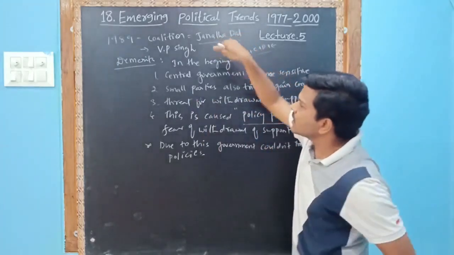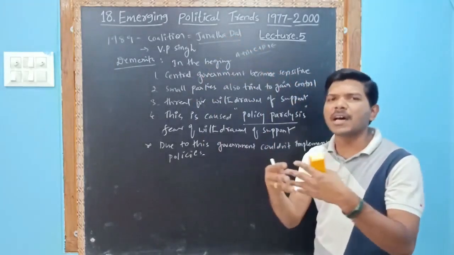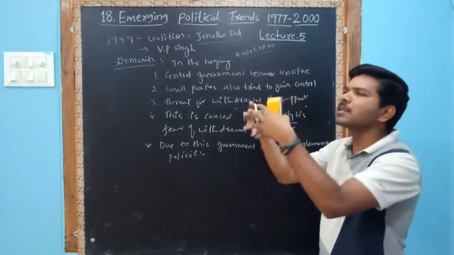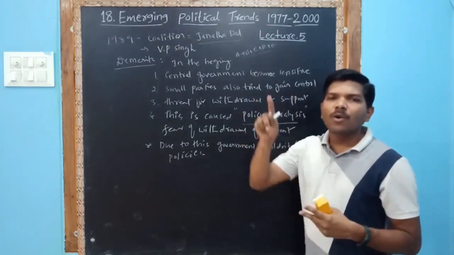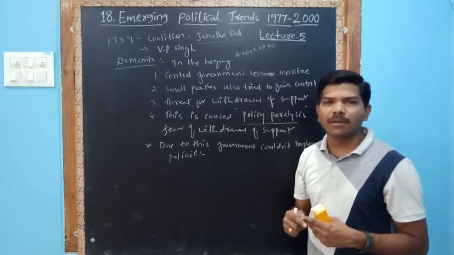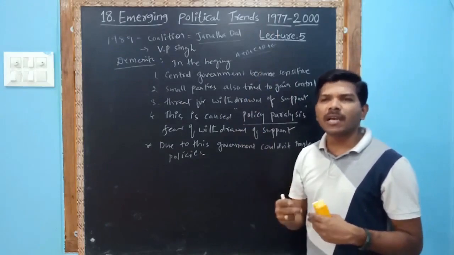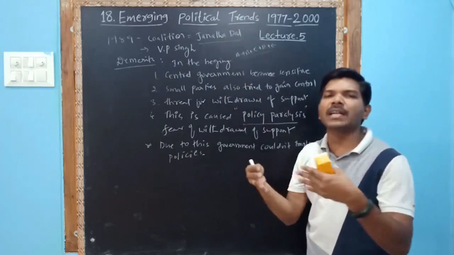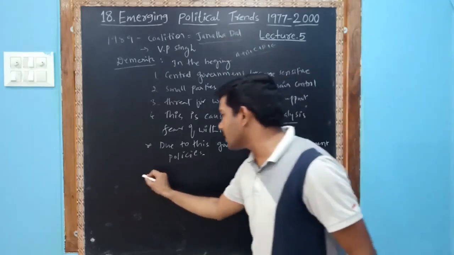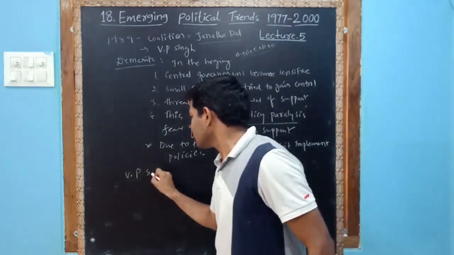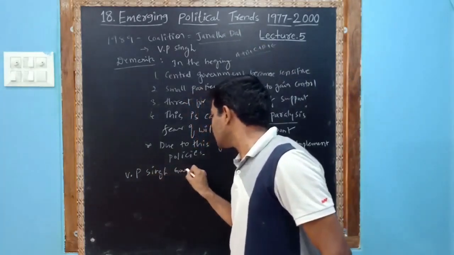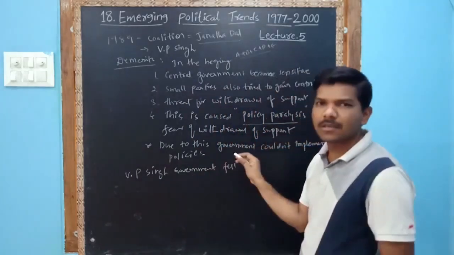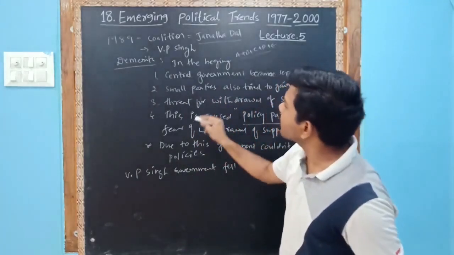In the early days, after the formation of the government, these members were fighting with each other. What happened during 1977? During the Morarji Desai government, these people fought. Again, in the VP Singh government also, these people were fighting with each other. Due to this, the government collapsed. The VP Singh government fell.